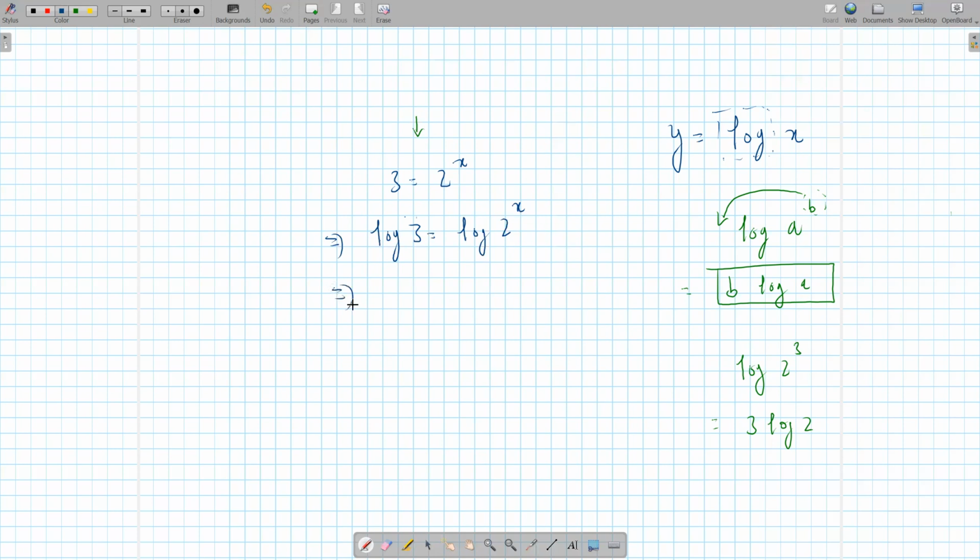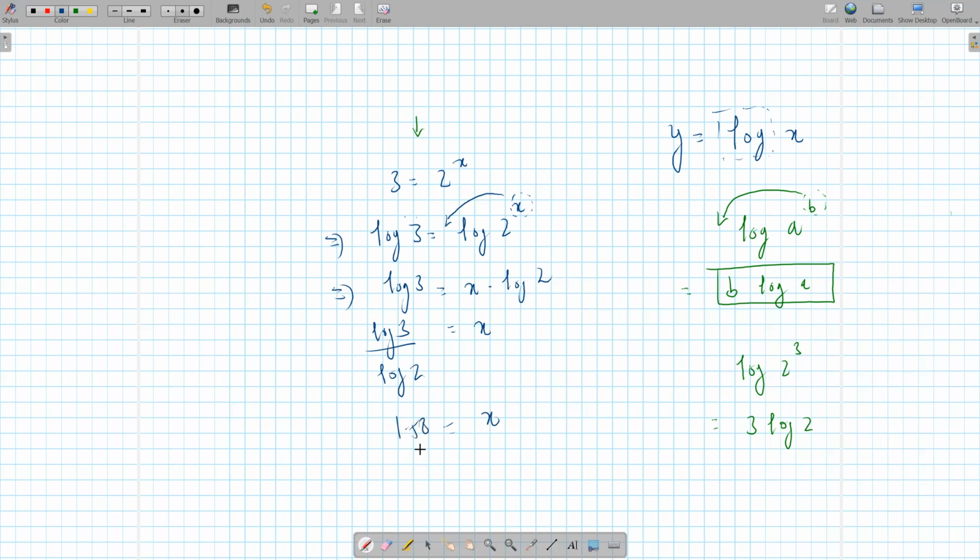Now what's the point of doing this? Look at this. Using this rule, the exponent, we can drop it down here. So it becomes x times log 2 equals log 3. And then divide both sides by log 2, you'll get the answer. Do you have a calculator on you? Why don't you try this? Log 3 divided by log 2. 1.58. Yeah, there we go. That's the more precise answer.